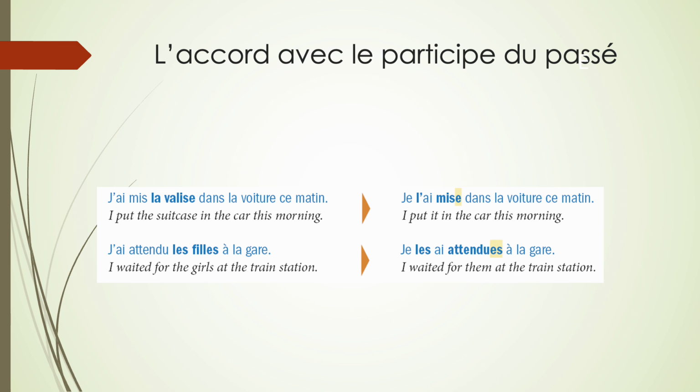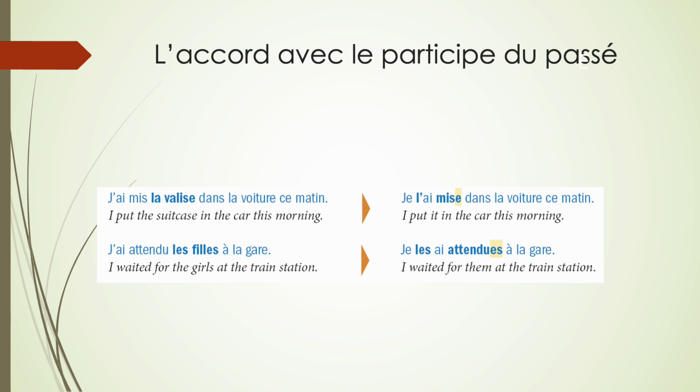Here, if you replace la valise with a direct object pronoun, it would be la, but we're going to turn it to l' because there's a vowel there. It would be je l'ai mise dans la voiture ce matin. So here you have a feminine direct object, and it's in front of the verb, so the past participle has to agree with it. Don't ask me why. Just go with it. It's how the French do things, so we're just going to respect it. I don't understand it either, but it's how they do things.